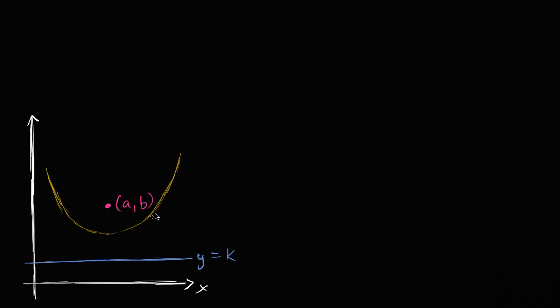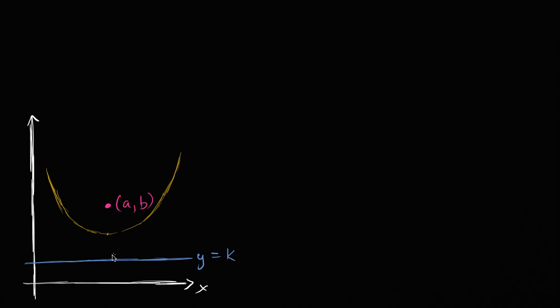What I have attempted to draw here in yellow is a parabola, and as we've already seen in previous videos, a parabola can be defined as the set of all points that are equidistant to a point and a line. And the point is called the focus of the parabola, and the line is called the directrix of the parabola.